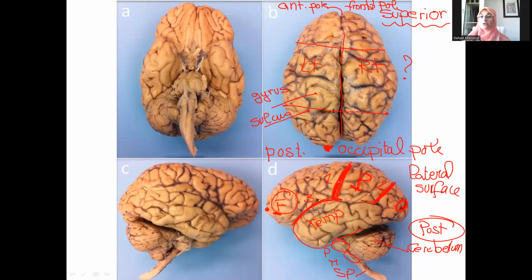1 is the central sulcus. What demarcation is it? It separates the frontal lobe from the parietal lobe. 2 is the parieto-occipital sulcus. It is called according to the names of the lobes anteriorly and posteriorly, parieto-occipital sulcus. And 3 is the lateral sulcus, okay?